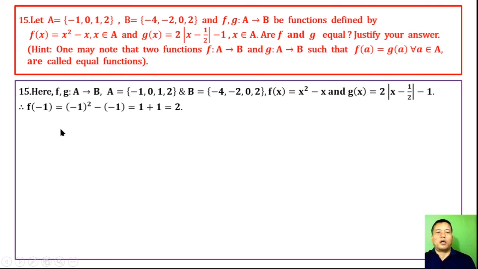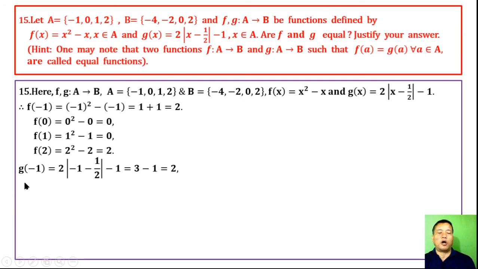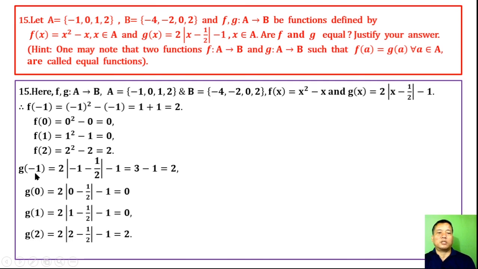Now f is a function from A to B, and for each element of A, minus 1, 0, 1, 2, we find the function value. f of minus 1 is x square minus x, that is minus 1 square minus of minus 1, that is 2. f of 0 is 0 square minus 0, that is 0. f of 1 is 1 square minus 1, that is 0. f of 2 is 2 square minus 2, that is 2. Now z of minus 1, on simplifying, we get 2. z of 0 is 0, z of 1 is 0, and z of 2 is 2. The values of f and z are the same, so f of a equals z of a. Thus f and z are equal functions.